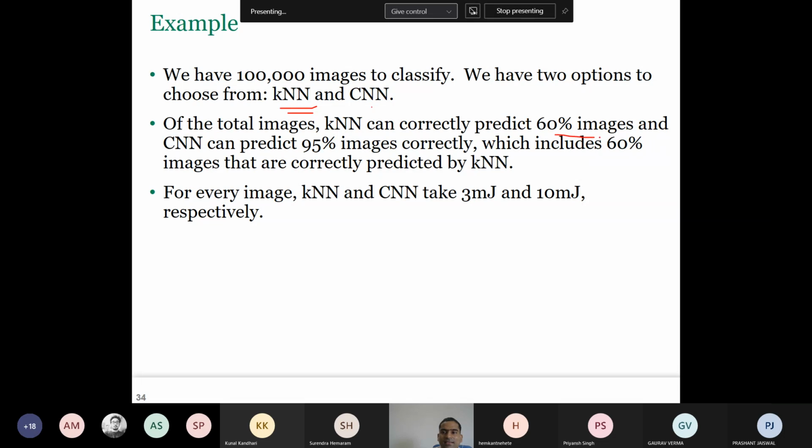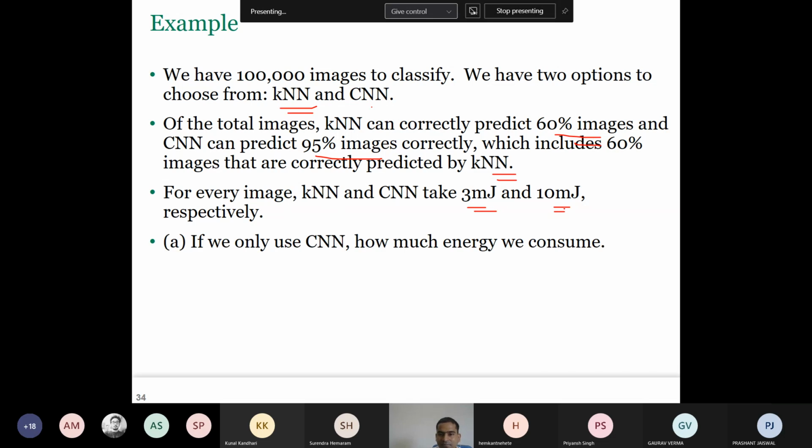Now, KNN can correctly predict 60% images, and CNN can predict 90% images correctly, which includes the 60% images that are correctly predicted by KNN. For every image, KNN and CNN take 3 millijoule and 10 millijoule energy respectively. Now, first option: if you use CNN for all the images, how much energy do we consume? Answer is 1000 joules, right? Because we have 1 lakh images and CNN takes 10 millijoule. If you multiply it, you will get 1000 joules.